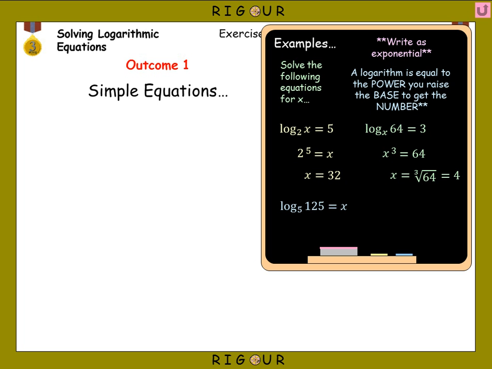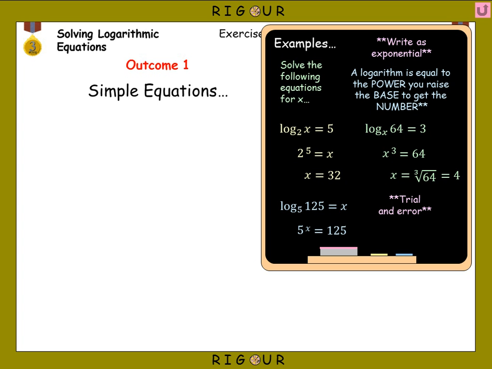And the third variation is where the power is x. So log to the base 5 of 125 equals x. So we bring the base down, 5, we make it to the power of x, and that equals 125. And the only way to really solve these ones is trial and error.